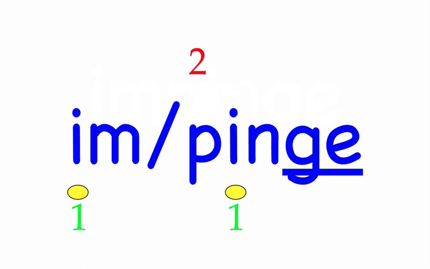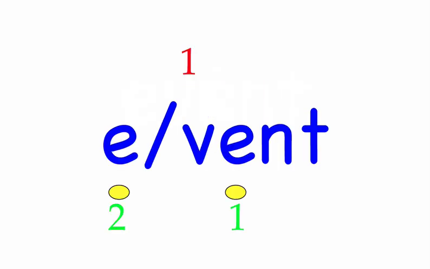Row 9, event. What a wonderful event. Event. The first syllable has one sound, E. Vent, four sounds. V, E, N, T. Event. Mark the word. Event.